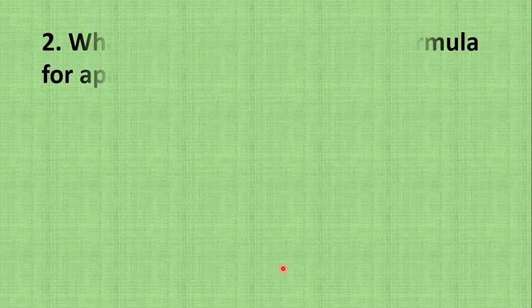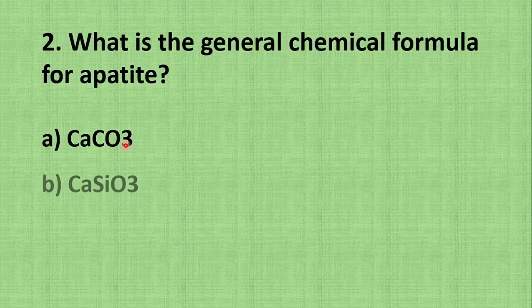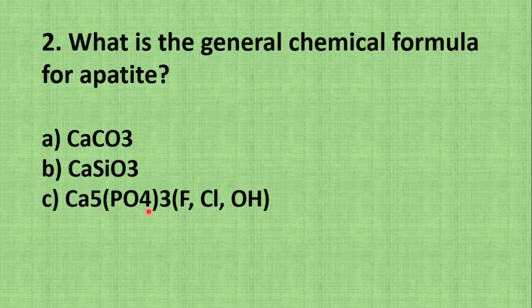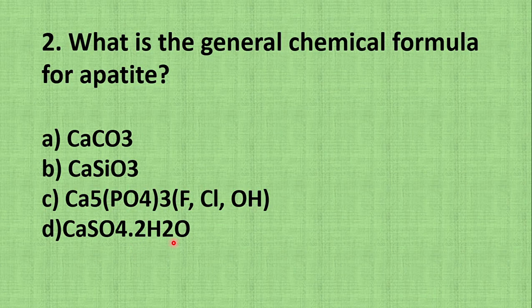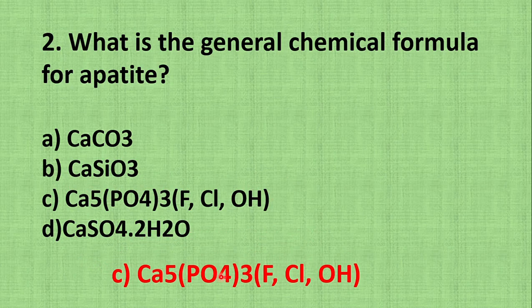Okay. Next, what is the general chemical formula for apatite? CaCO3, CaSiO3, Ca5(PO4)3(F,Cl,OH), CaSO4.2H2O. So which one is the correct answer? Correct answer is Ca5(PO4)3(F,Cl,OH).